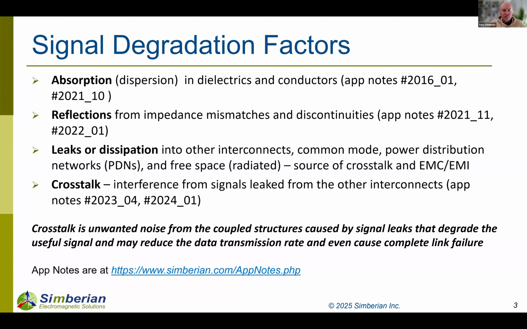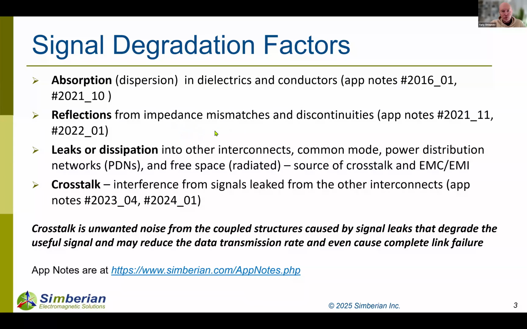So if we consider different effects, different signal degradation factors, I put them in 4 broad categories here. Absorption is absorption of signal energy in dielectrics and conductors, and there are some application notes at the Simbeor website explaining how it happens and how to simulate it. Application notes are located in the application notes section of the Simbeor website.